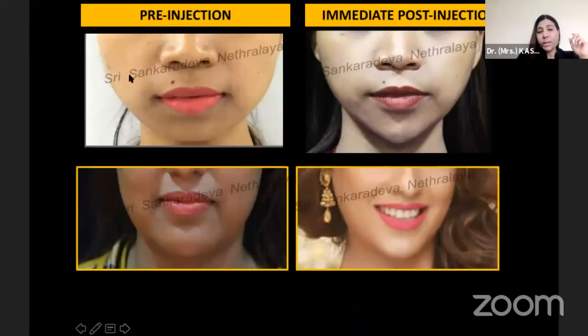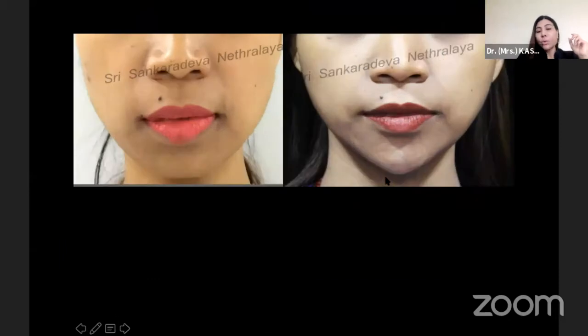You can actually slim the face. This is just after the procedure. You can really see the change. She wanted a chin like this. She wanted a lower face, and this is something you can actually do with injectable filler.